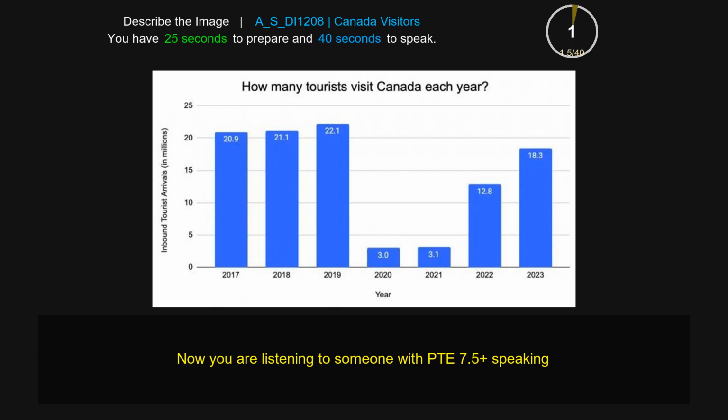The image provided is a bar graph that gives information about how many tourists visit Canada each year, while the x-axis talks about year and the y-axis talks about inbound tourist arrivals in millions. It is evident that in 2019, 22.1 is the highest inbound tourist arrivals, and in 2020, 3.0 is the lowest in millions. Overall, the picture is highlighted by different colors: blue, black, green, and white. In conclusion, the picture is very informative.